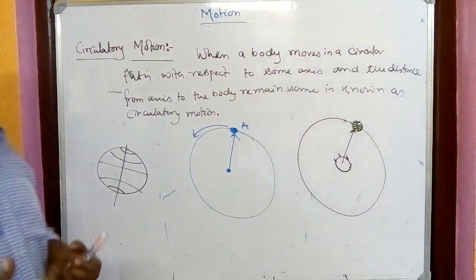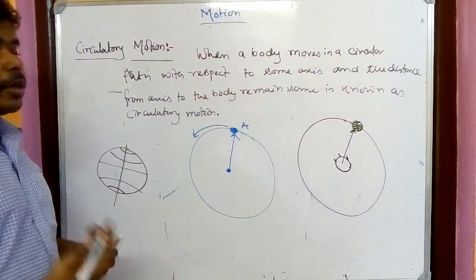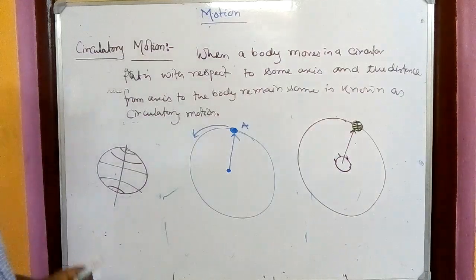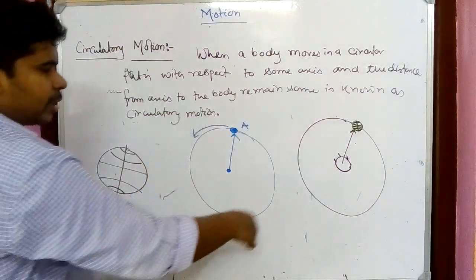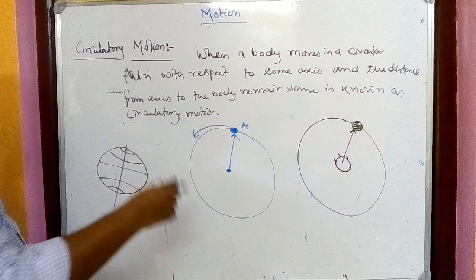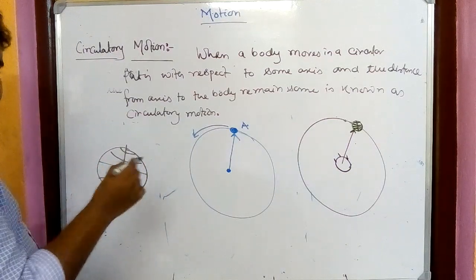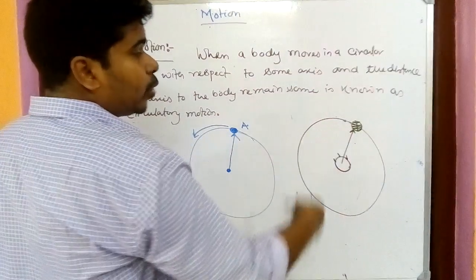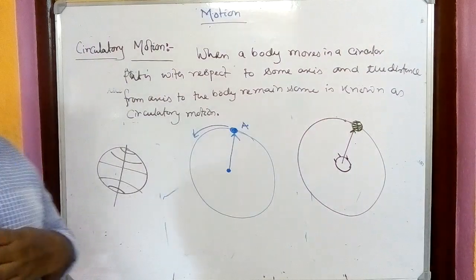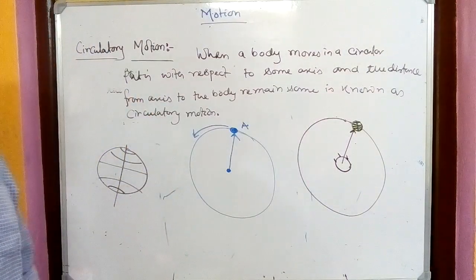So there is a mild difference between circulatory and rotatory. We have to discuss this thing. But here you see, when a person or a runner moves around the circular path, that is a circulatory motion. When I am talking about the earth moving around the sun in a circular path, that is a circulatory motion.